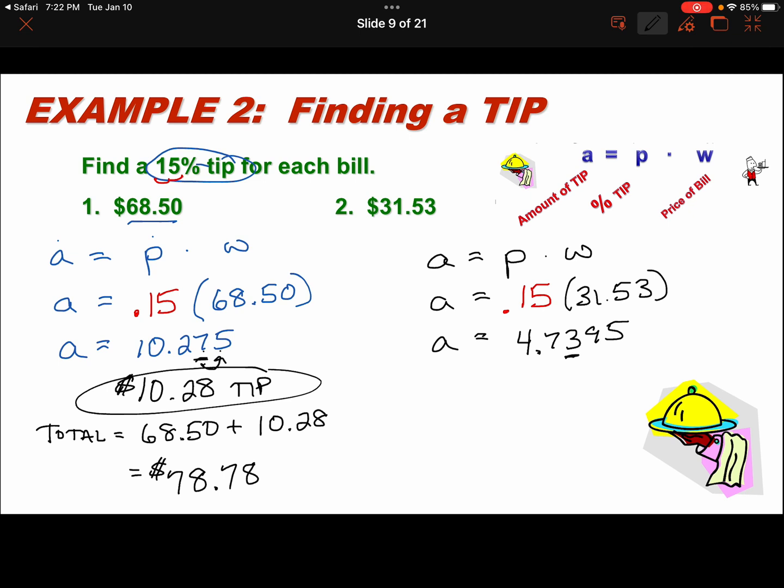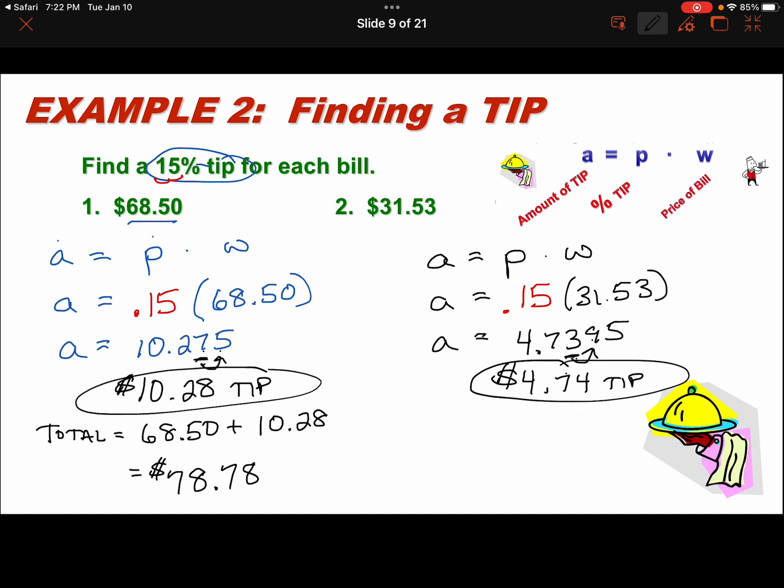It's either going to stay $4.73 or become $4.74. Well, behind these 3 is a 9, so it's going to round up to $4.74 would be our tip in this case.